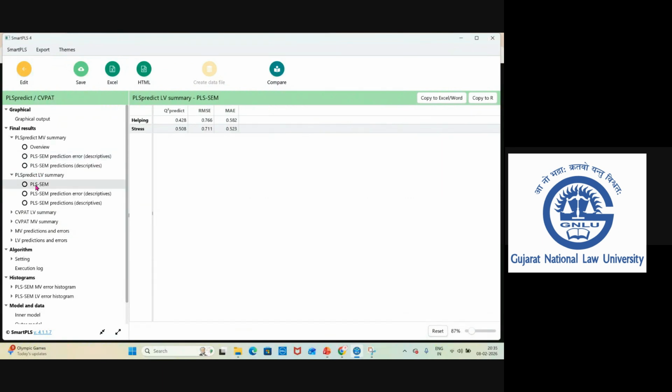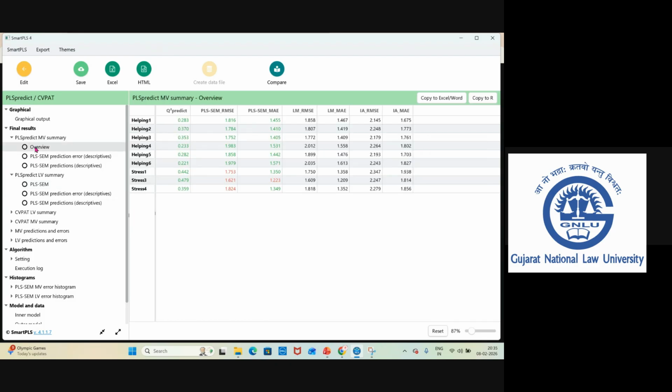PLS-SEM LV predict summary. Okay. This is the final output. But before going to this particular final output, I just want to show you a few important points.